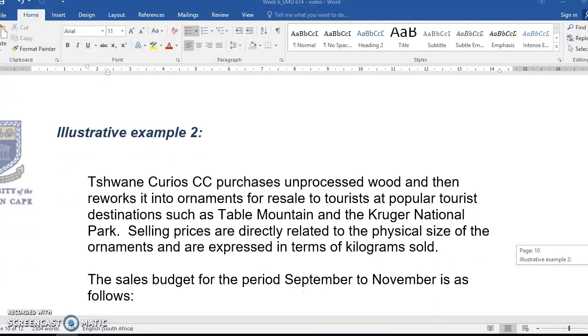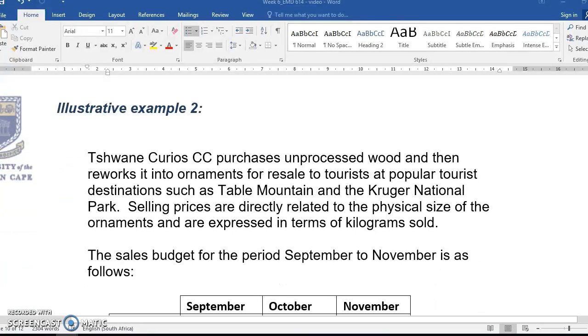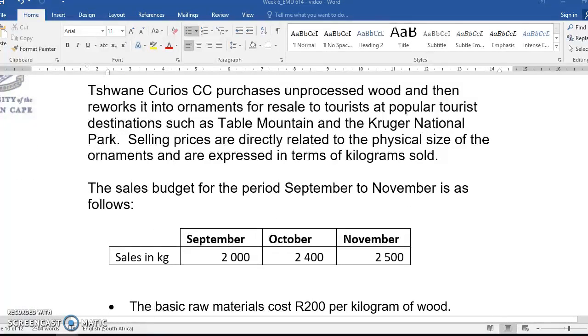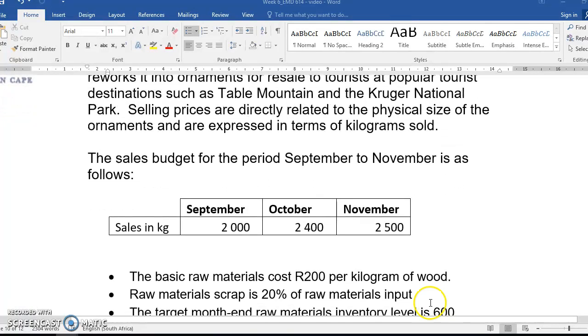So it says Chani Curios CC purchases unprocessed wood and then reworks it into ornaments for resale to tourists at a popular tourist destination such as Table Mountain and the Kruger National Park. Selling prices are directly related to the physical size of the ornaments and are expressed in terms of kilograms sold. And then it says the sales budget for the period September to November is as follows. So 2,000 in September, 2,400 in October, and 2,500 in November, and it's all in kilograms.